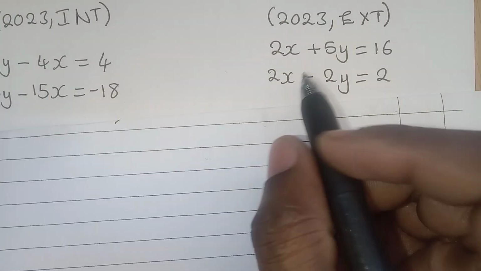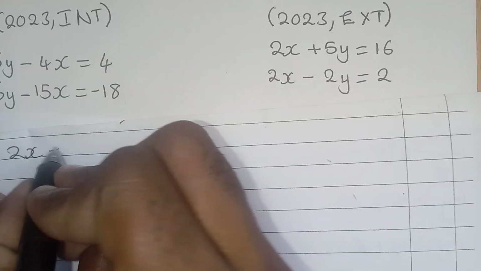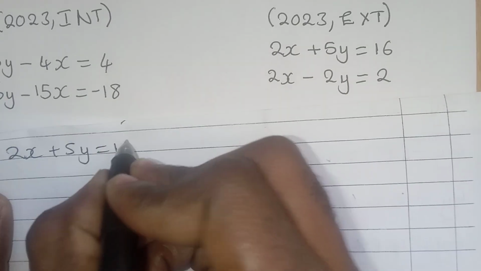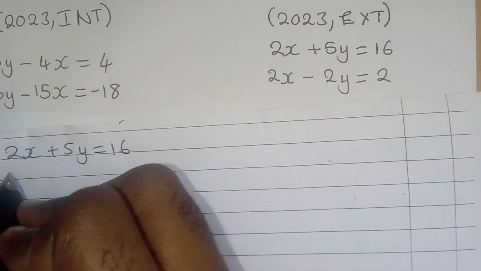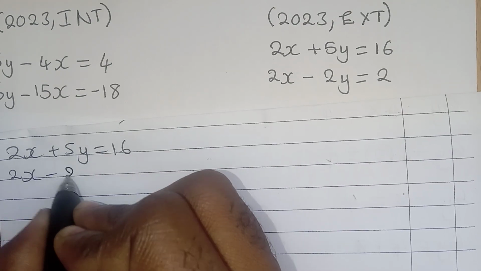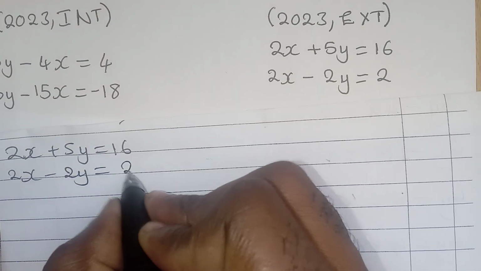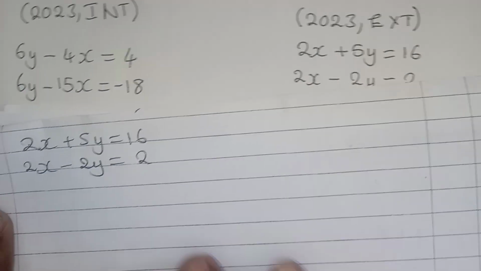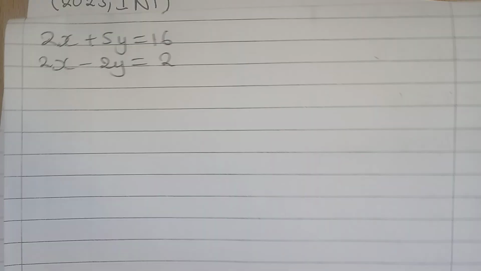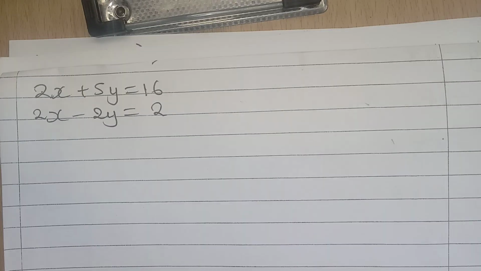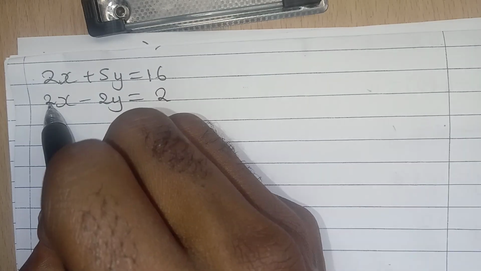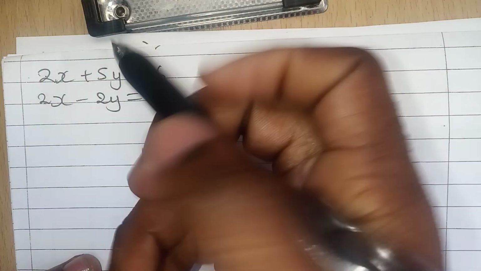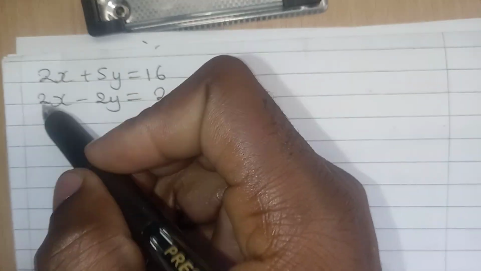Next, we have this one here. 2x plus 5y is the same as 16. And then 2x minus 2y is the same as 2. So now, as you can see, the coefficients of x variables are exactly the same, and so are the signs. So this is positive, this is also positive. So the moment you add, then you are not getting any zero here.